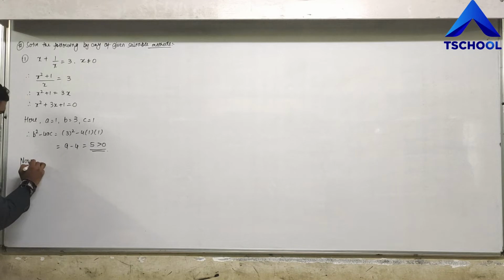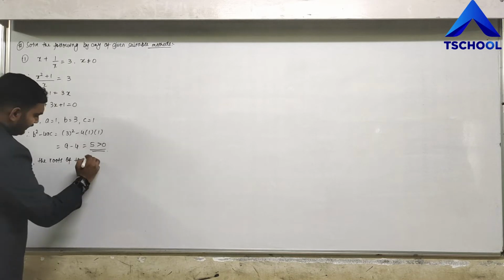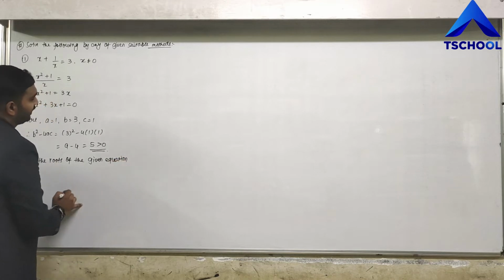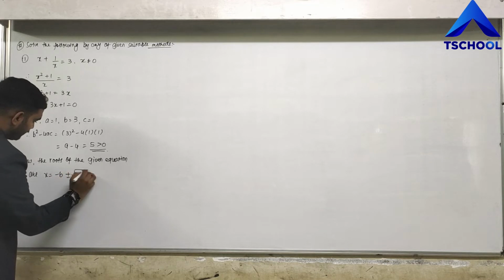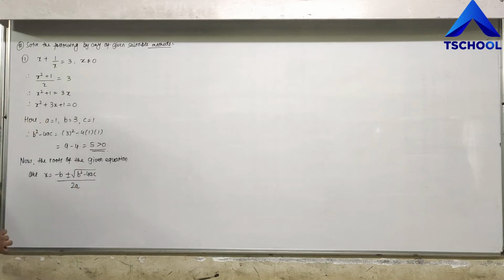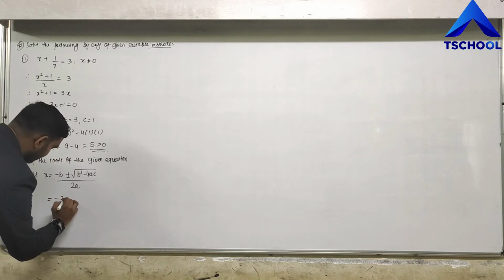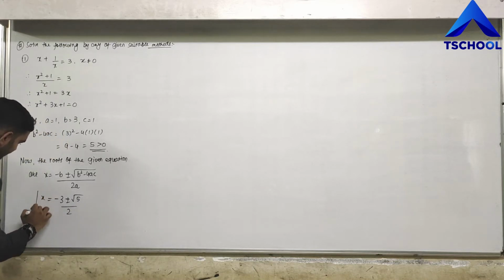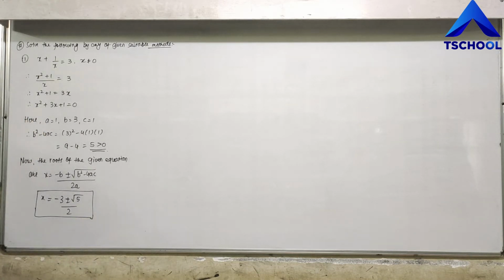Now the roots of the given equation are x equals minus b plus or minus root b square minus 4ac upon 2a, right? That is minus b, that is minus 3 plus or minus root 5 upon 2, and hence our required roots are minus 3 plus or minus root 5 by 2.